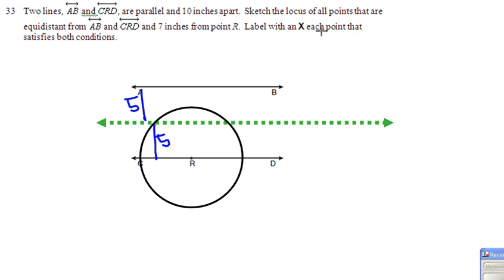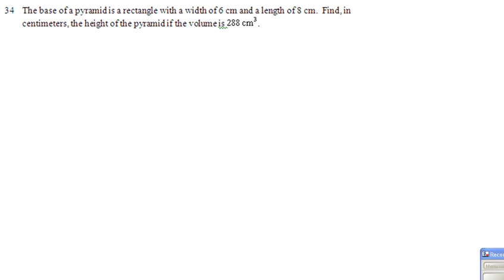Now, label X each point that satisfies both the conditions. So that means we are looking at one value right here, X, and another value right here. Those are the two values. All right, number 34. The base of the pyramid is a rectangle. So we have some sort of a rectangle here.